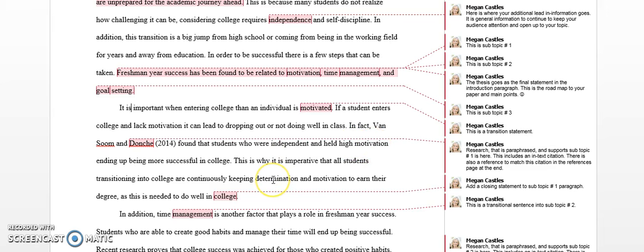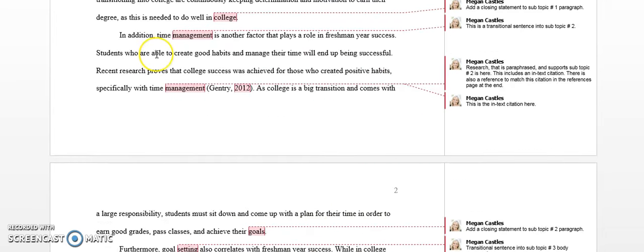So then you want to end your very first paragraph with a concluding statement. So what I have here is, this is why it is imperative that all students transitioning into college are continuously keeping determination and motivation to earn their degree, as this is needed to do well in college. Then you want to move into your second subtopic, body paragraph, which should align with the second subtopic in your thesis. So mine was on time management.